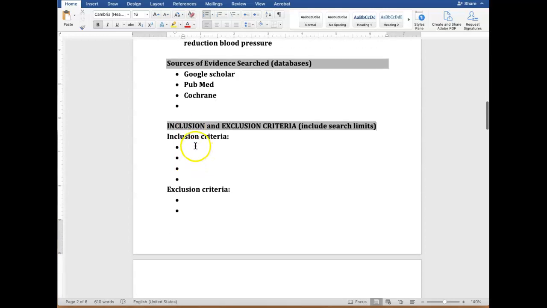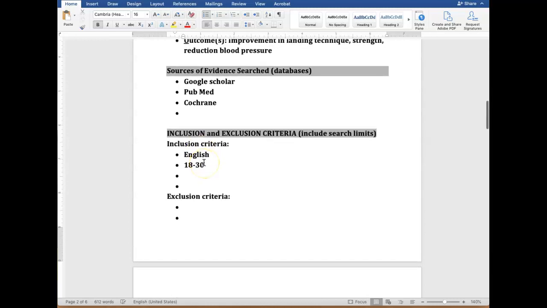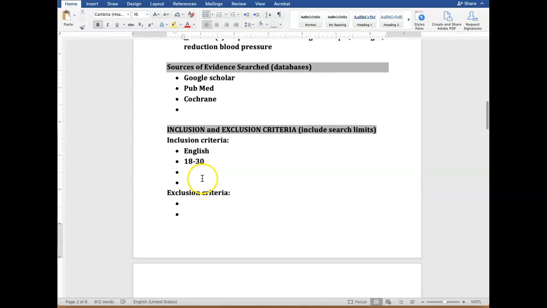Next are the inclusion-exclusion criteria. So what criteria did you use to decide whether or not a research article was included in your critical appraisal topic? So that could be, they had to all be in English, right? So if you don't speak another language, then an inclusion criteria would be that they all had to be in English. We could talk about age as a factor. So patients had to be between the ages of 18 and 30. The different inclusion criteria, you'll have to decide that as you search the research literature and determine what research articles are actually going to be included in your critical appraisal topic.